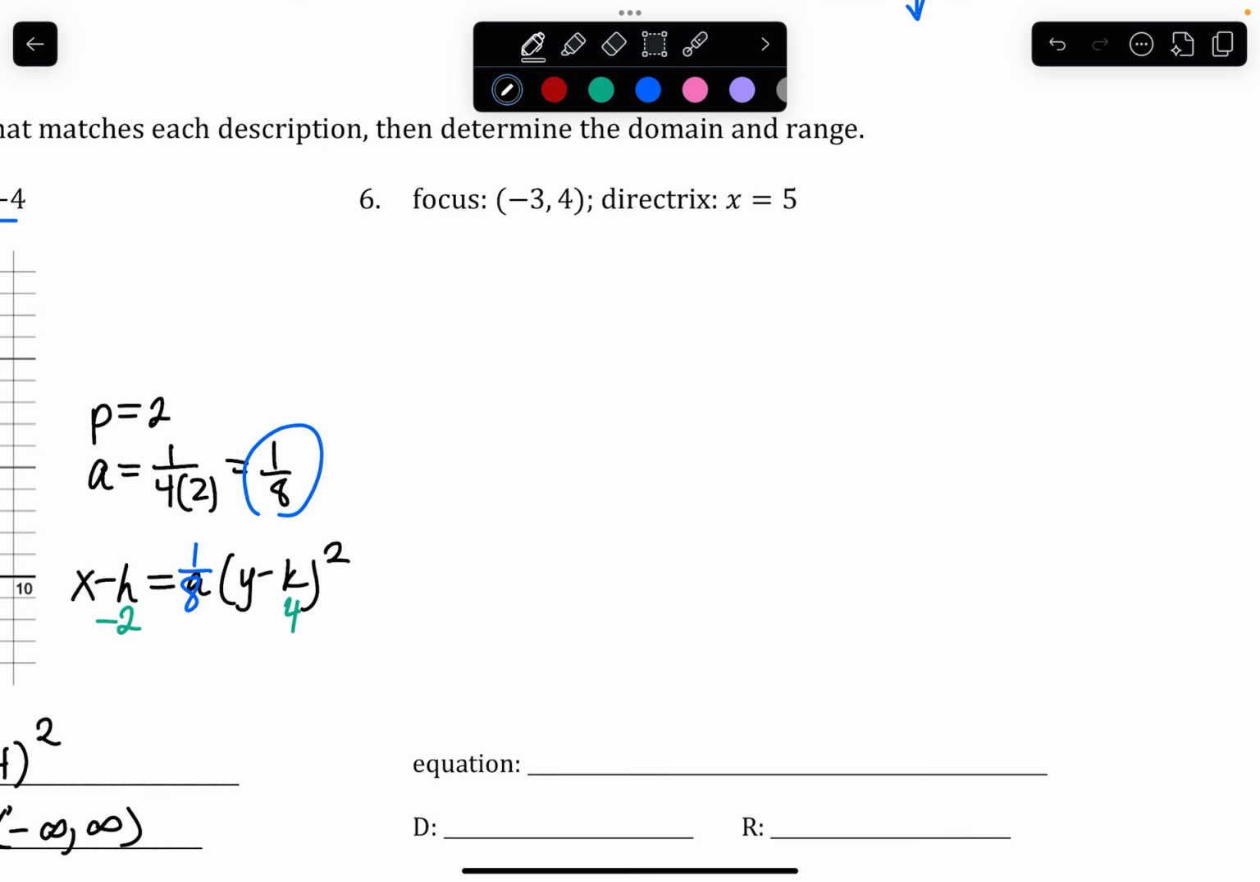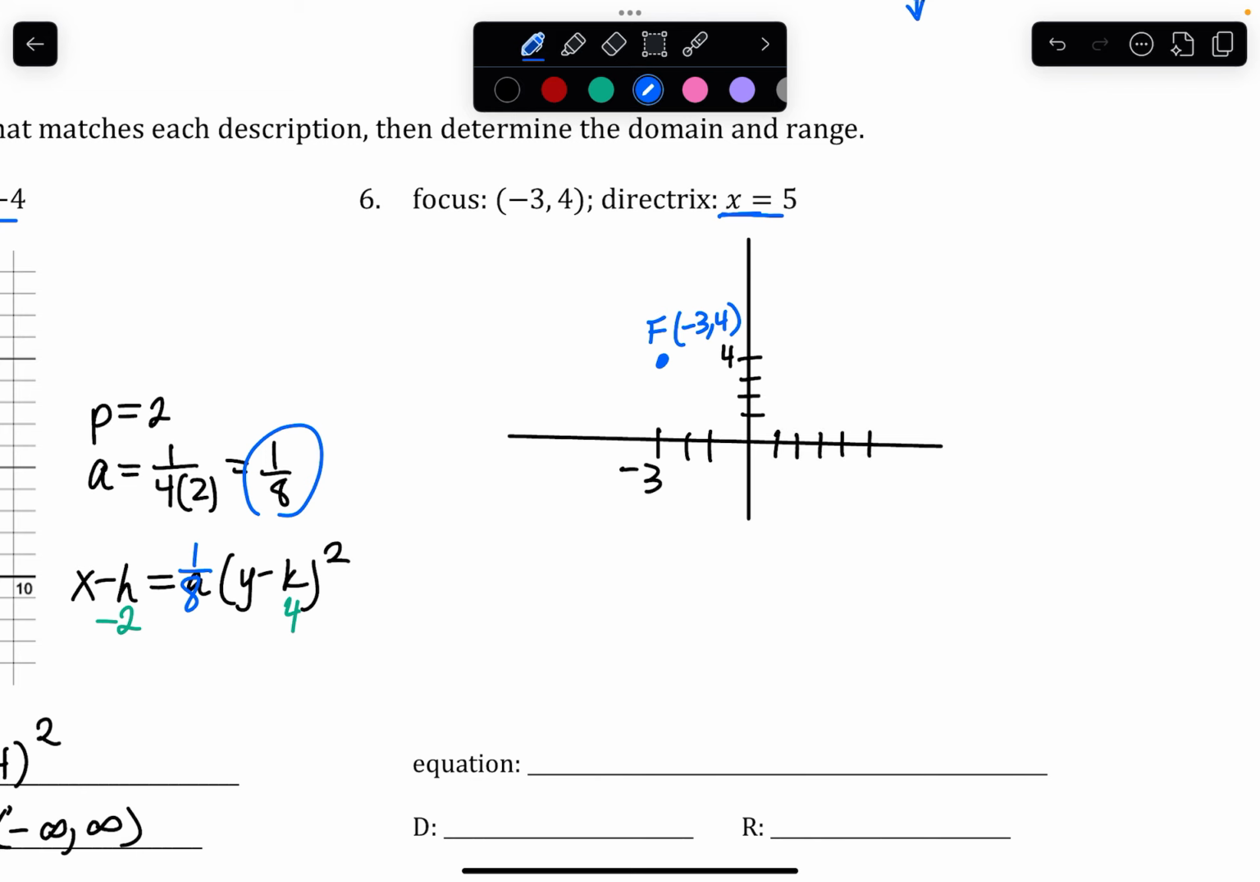And so the focus is (-3, 4). That's going to be in quadrant 2. 1, 2, 3. 1, 2, 3, 4. And so that is the focus, not the vertex. And then the directrix is x equals 5. x equals 5 is a vertical line.